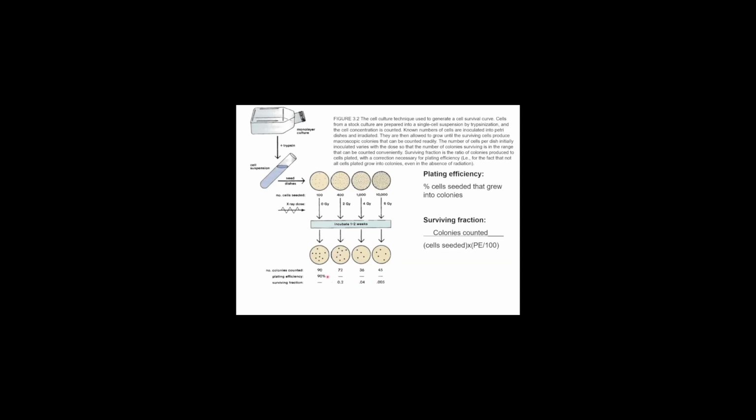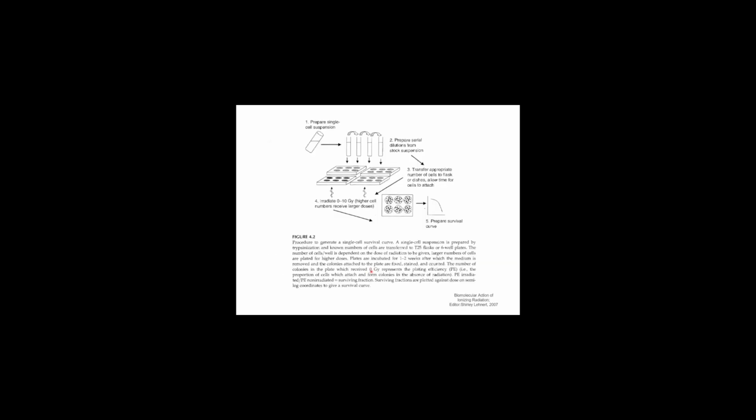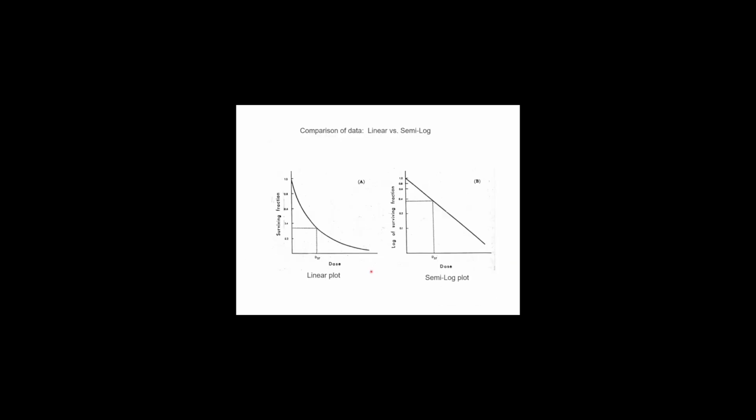Here are the numbers that we get for the surviving fraction. Now we come back to our curves, and we plot surviving fraction against dose. And we get a curve that looks like this. Now, this curve is interesting. It's asymptotic. It doesn't ever really touch the x-axis. Let's look at it better here. But here's the problem with this curve. The effective dose to kill 50% of the cells is shown here. The effective dose to kill 90% of the cells is shown here.